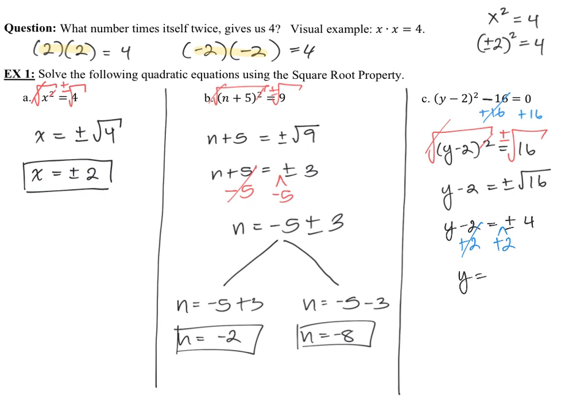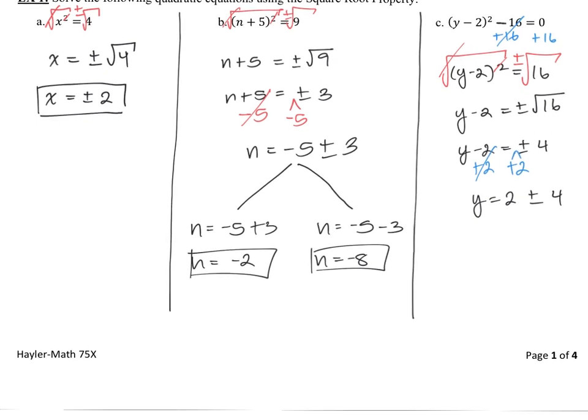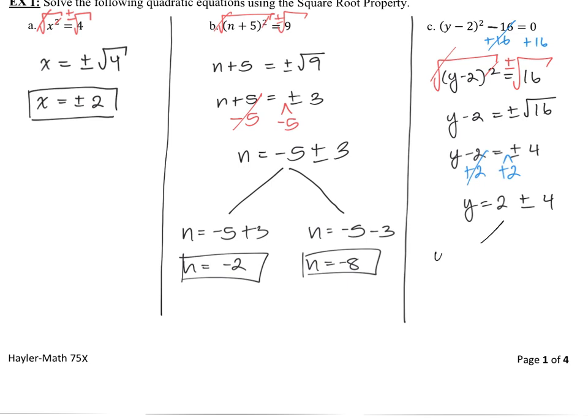Then y equals 2 plus or minus the 4. This we split into the two possible answers, the 2 plus 4 or the 2 minus the 4. Simplifying out, we get y equals 6 and y equals negative 2.